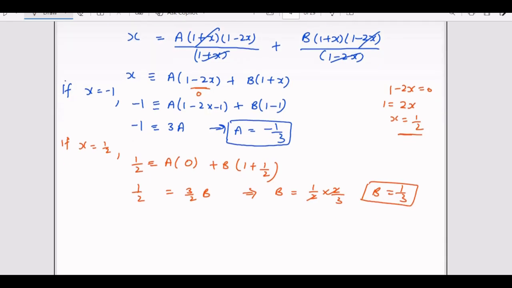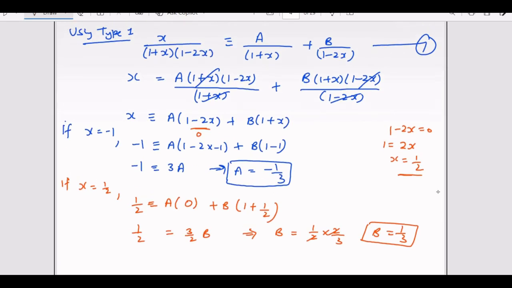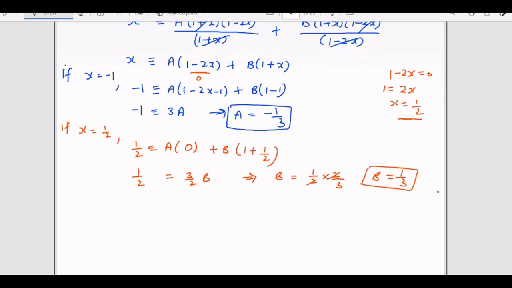Right. So now once we got the values of A and B, we will go back to the starting point where we split this into two parts. So I will be using this equation to get the final answer. So hence our final answer is going to be: x over (1 plus x)(1 minus 2x) has become negative 1 over 3 into (1 plus x), the first factor, and then you have 1 over 3 into (1 minus 2x). So that is it.